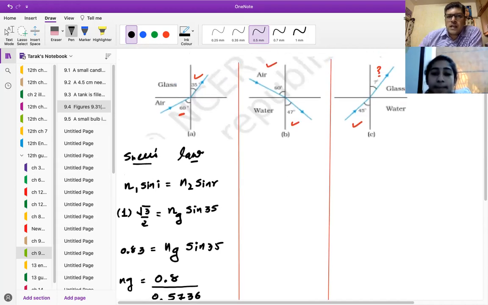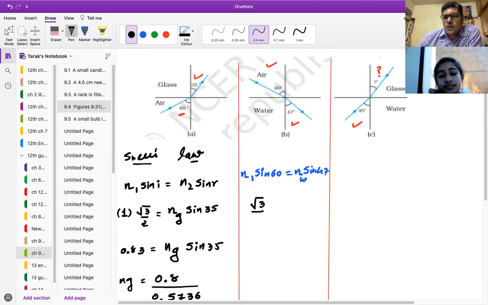So my journey is starting from where? It is starting from air and ending at water. So I am putting n1 sine 60 equals n of water sine 45, or 47. Again I have the value of root 3 by 2. Again I am putting n of w and root 3 by 2 is called sine 47. Chalo, again I am sharing the value.